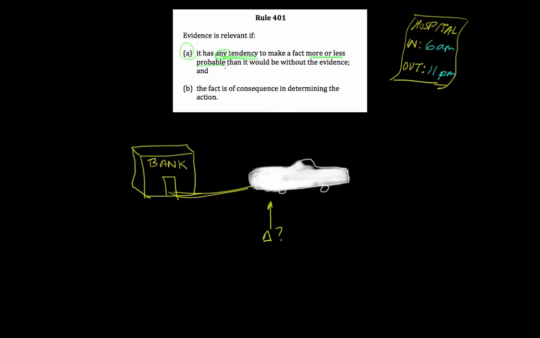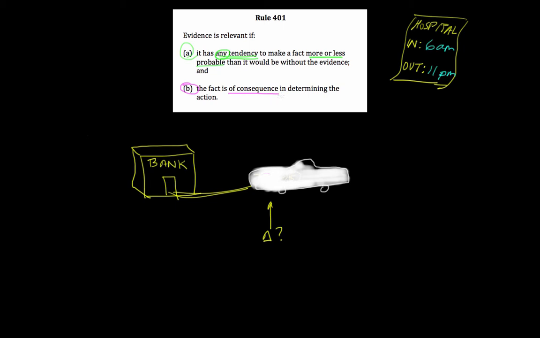In the last video, we talked about the first part of the definition of relevance. Now let's look at the second part of the definition, Part B of Federal Rule of Evidence 401. And Part B of 401 says that the fact must be of consequence in determining the action. It must be of consequence.